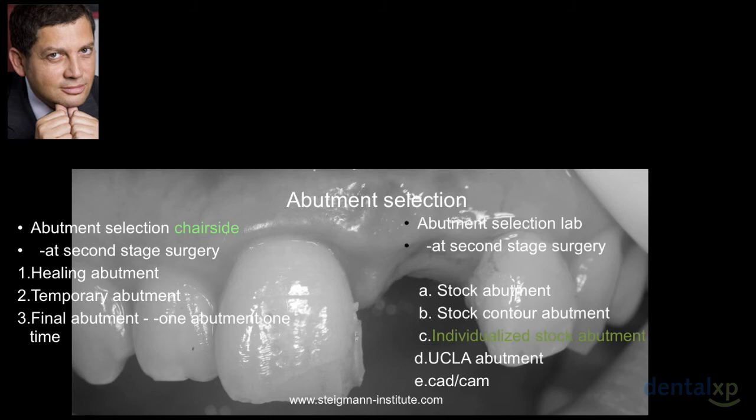So we can use a stock abutment, a stock contour abutment, an individualized stock abutment, a UCLA abutment, or a CAD-CAM abutment. We prefer to get the ideal emergence profile in the lab first, then in the clinic, and then scan this abutment and create the final abutment for the patient.